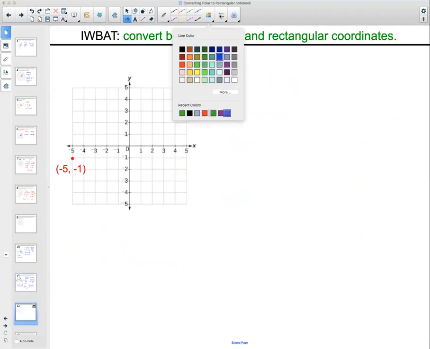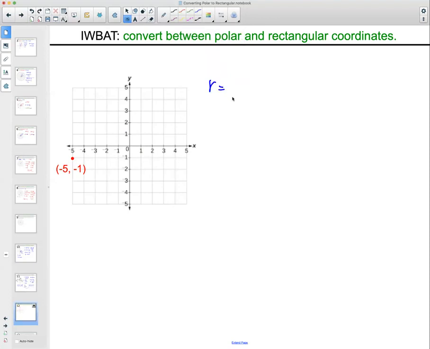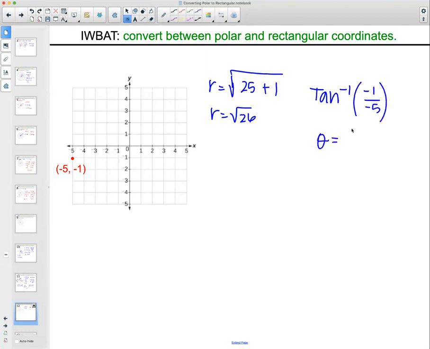Let's go ahead and find the radius. You're just going to do x squared, so you'll get 25, and y squared is 1. So your radius is going to be square root 26, which doesn't simplify. Then you're going to do the tan inverse of y over x to get your theta. So we'll do 1 divided by 5, and then the tan inverse of that. You're going to get 11.3 degrees.